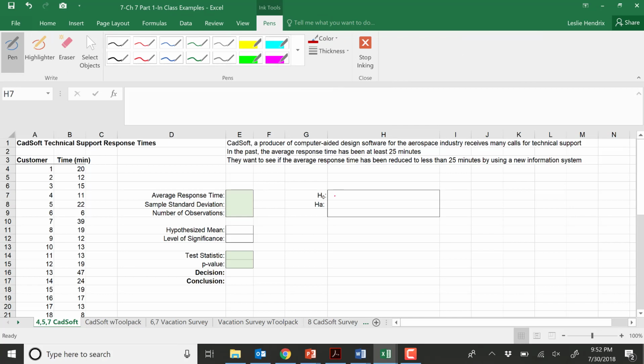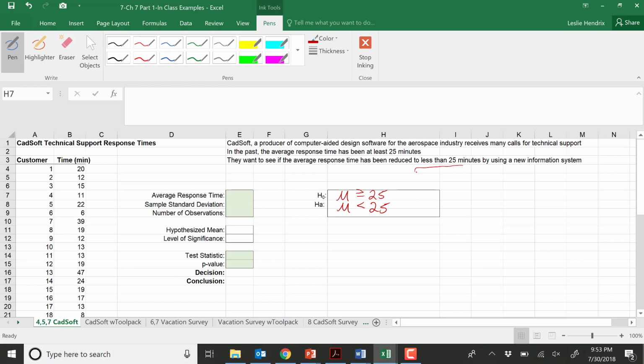All right, what was our null? The null is that mu equals 25 or is bigger than or equal to 25, and the alternative, the research hypothesis, the thing they're looking for evidence for, is whether it's less than 25 minutes.